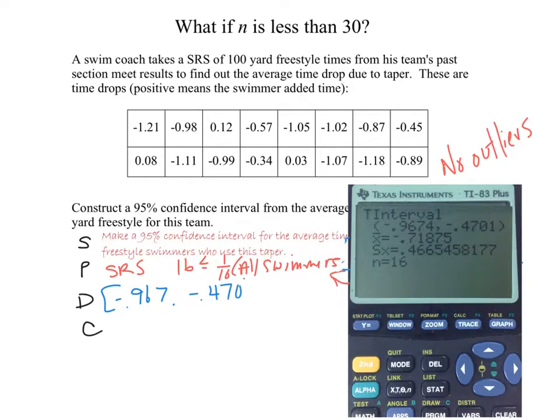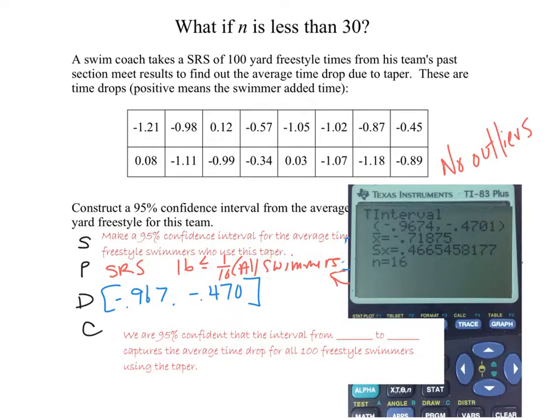So then let's conclude. So we are 95% confident that the interval from negative 0.967 to negative 0.470 captures the average time drop for all 100 freestyle swimmers using this taper.